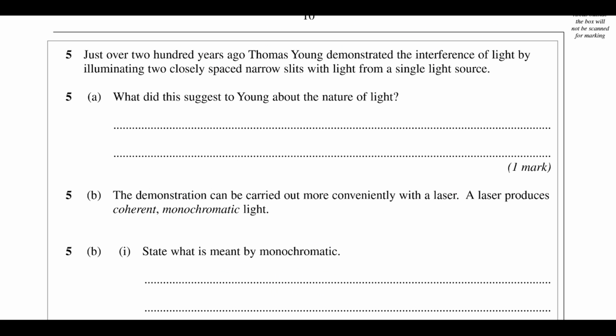Okay, so just over 200 years ago, Thomas Young demonstrated the interference of light by illuminating two closely spaced narrow slits from a light from a single source. What did this suggest to Young about the nature of light? It showed diffraction and interference, which are wave properties, so it showed that light was a wave.